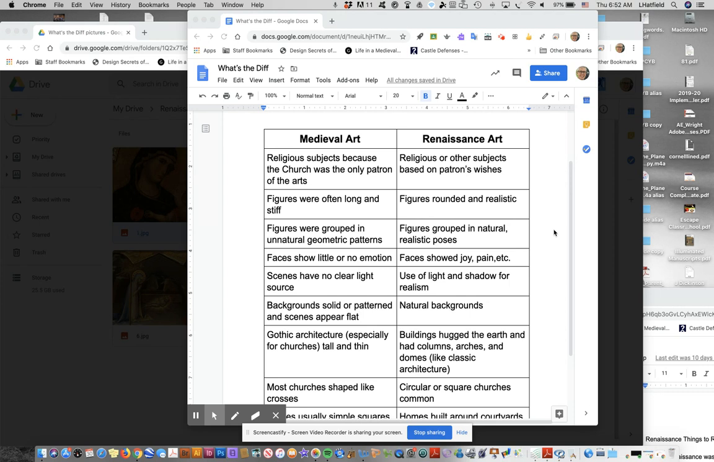So, the first thing, religious subjects. Because the church was the only patron of the arts, everything that was done was sanctioned by the church. They would say, hey, artists, could you draw some pictures? As opposed to Renaissance art, where there were patrons and they could be anybody. Maybe it was the church, maybe it was one of the Medicis, but the topics are still religious, and we also see other things. So you're going to see religious paintings as well as paintings about life.